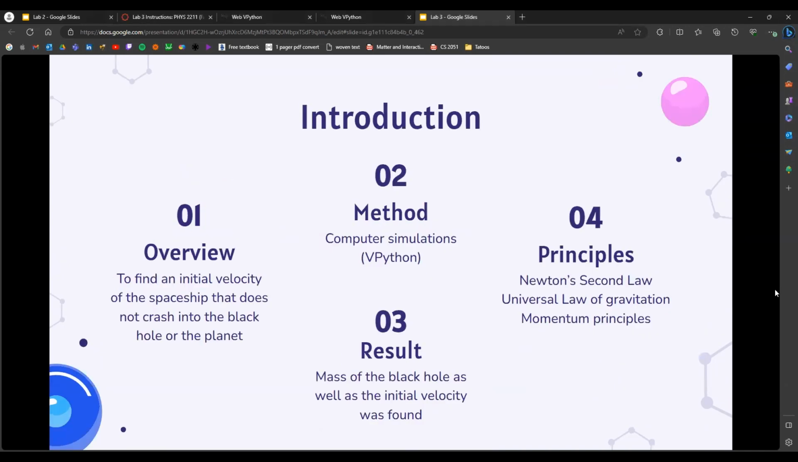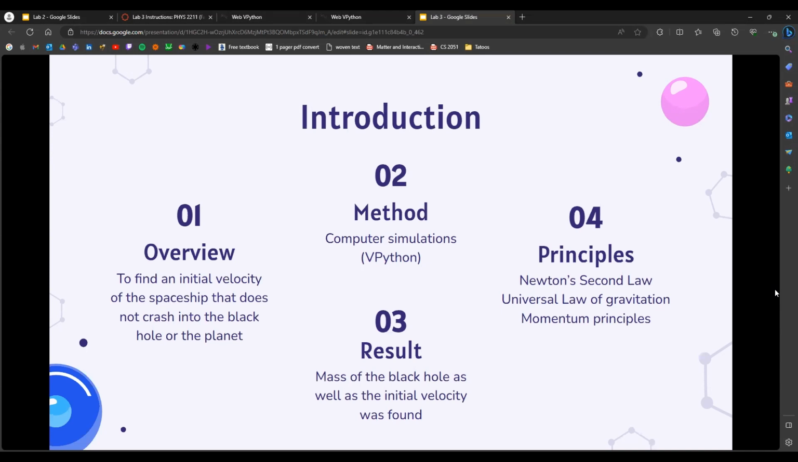So for the introduction, the overview of this lab was to identify an initial velocity for the spaceship involved, where the trajectory does not crash into the black hole or the planet. The methods in this case were, of course, using VPython through simulations. For the result, the mass of the black hole as well as the initial velocity was found.